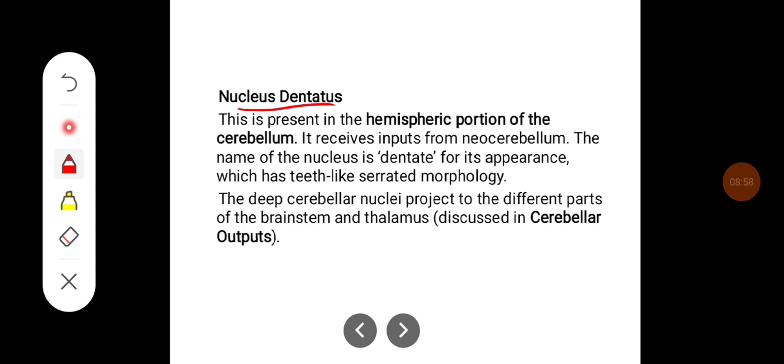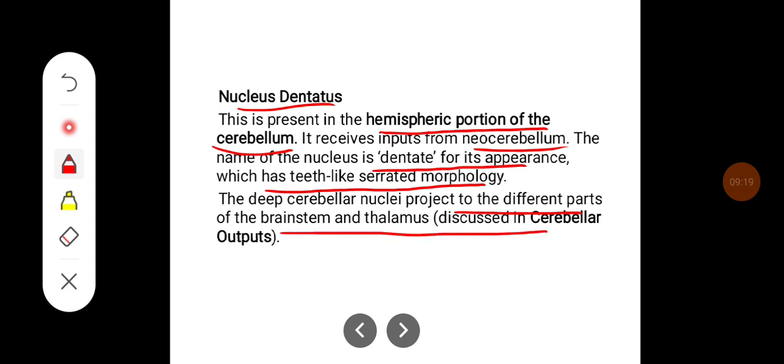Nucleus dentatus is present in the hemispheric portion of the cerebellum. It receives input from the neocerebellum. The nucleus is named dentate for its appearance, which has a teeth-like serrated morphology. The deep cerebellar nuclei project to the different parts of the brainstem and thalamus.